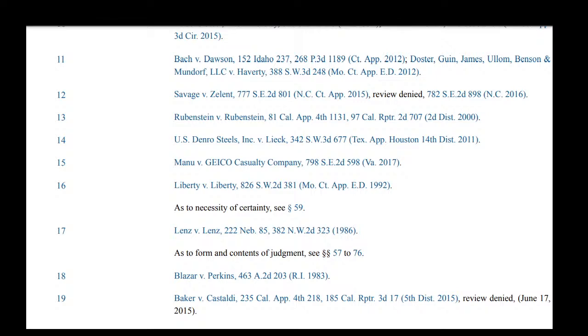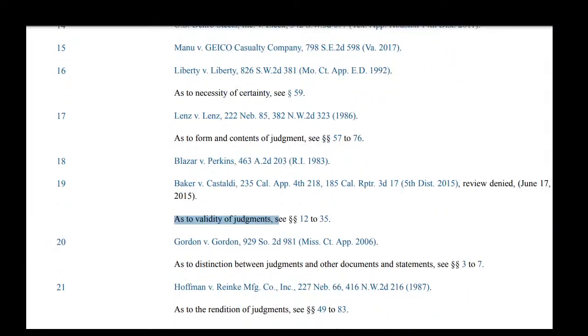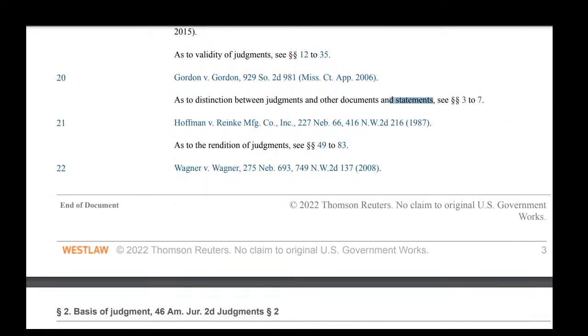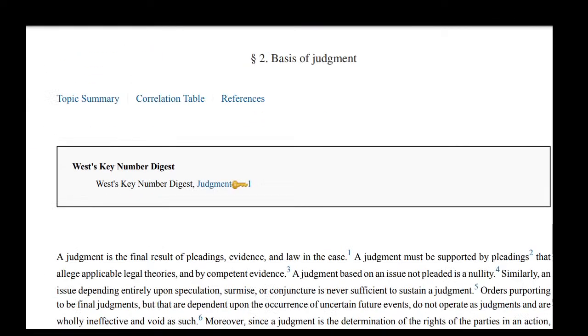Okay, as the contents of judgment, some of these sections we're not going to get to. We have validity of judgments, which we should be getting to soon, as well as distinction between judgments and other documents and statements. All right. Now we get on to section 2, the basis of judgment.